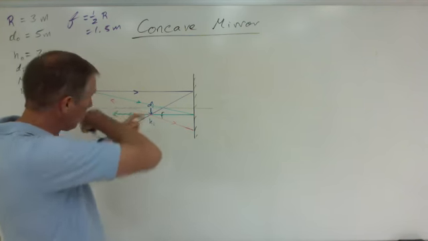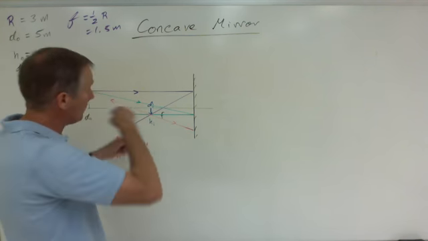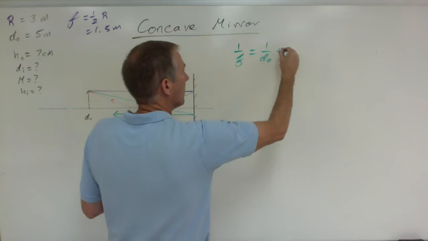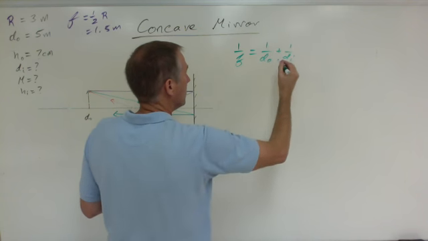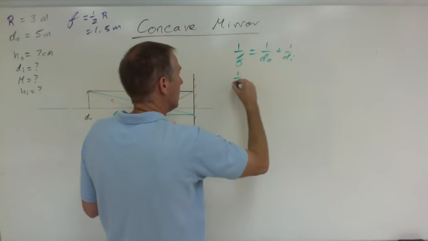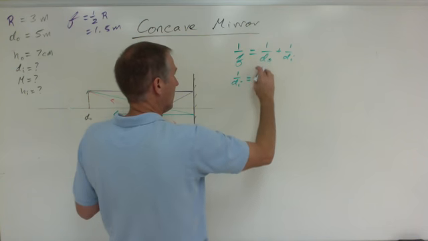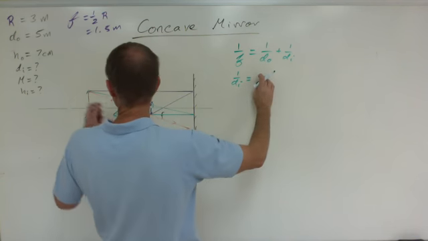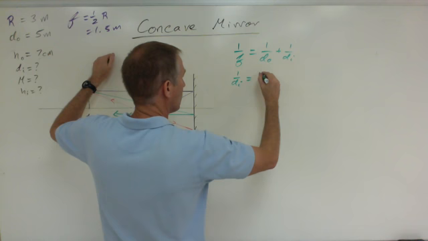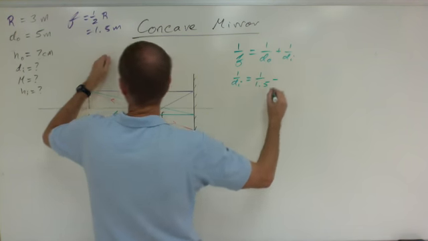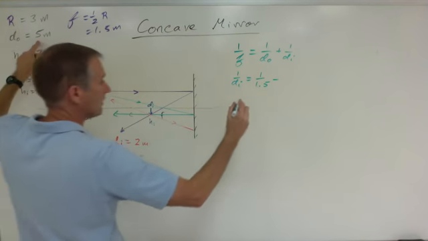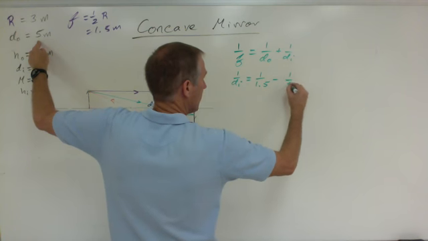So to find this value of DI mathematically, use your mirror equation. 1 over F equals 1 over DO plus 1 over DI. And so solve for 1 over DI. That's going to be 1 over F, so you have to subtract 1 over DO to the other side. So that's going to be 1 over F, which is 1 over 1.5, minus 1 over DO, that's minus 1 over 5.